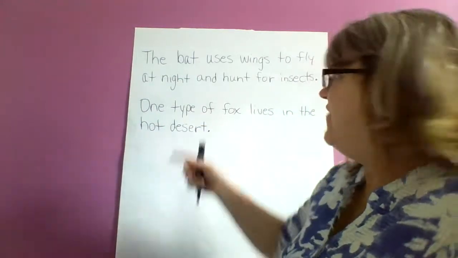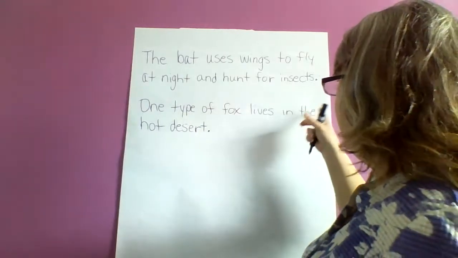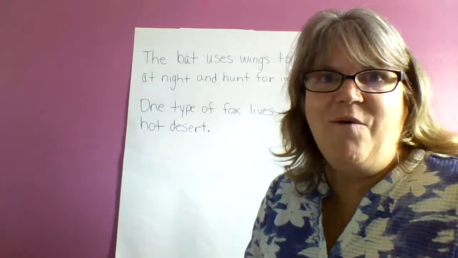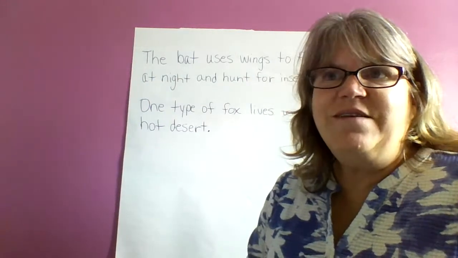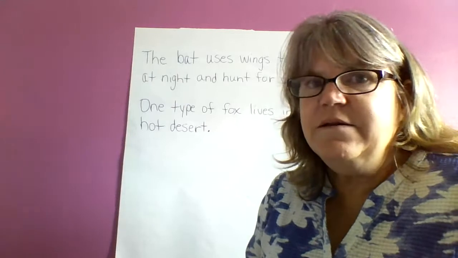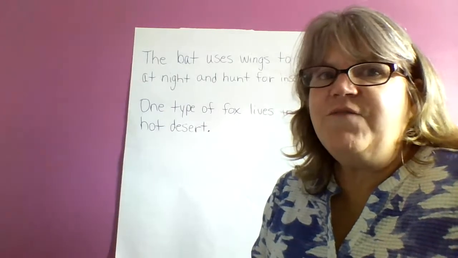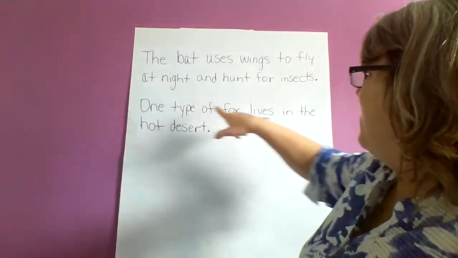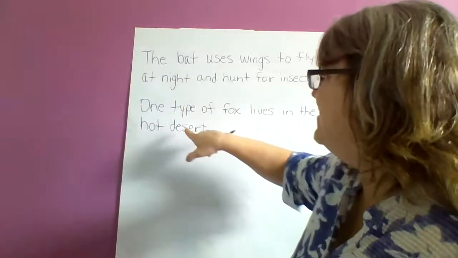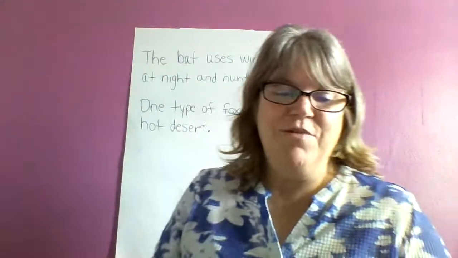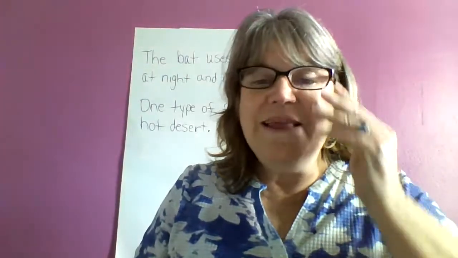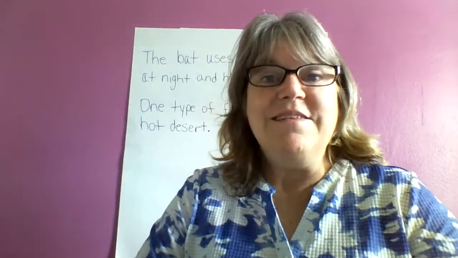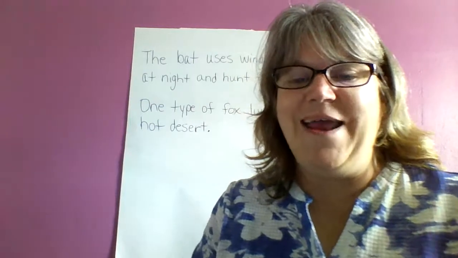Think about that. If I say one type of fox lives in the, period, did I finish my sentence? No. When you read that as a reader, you're going to say lives in the what? Miss Jackson, you didn't finish your sentence. So we don't want to put a period here. One type of fox lives in the hot desert, period. So I put my period at the end of my complete idea, okay? That's just something I wanted to touch on and have you keep in mind.